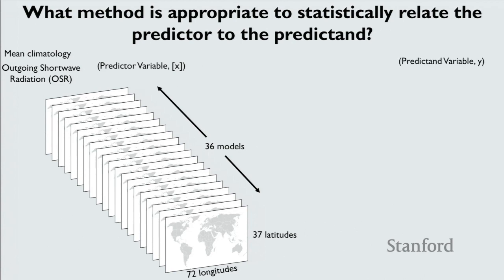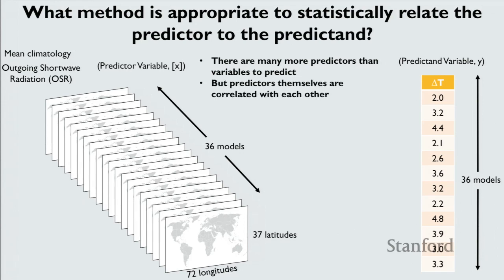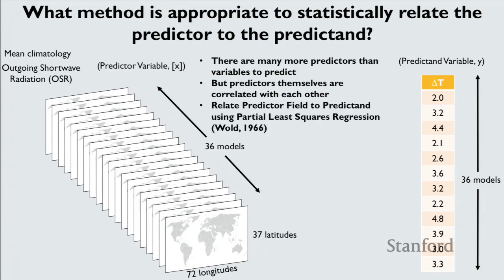We're trying to relate all of these predictor variables to a predictand, which is just one value for each model: how much warming you get in the future. So there are way more predictors than variables to predict. And the predictors themselves are going to be correlated with each other, because in geospatial fields you almost always have a lot of autocorrelation between grid boxes. So we use a method designed for this situation, partial least squares regression, which was invented by Wold in 1966.